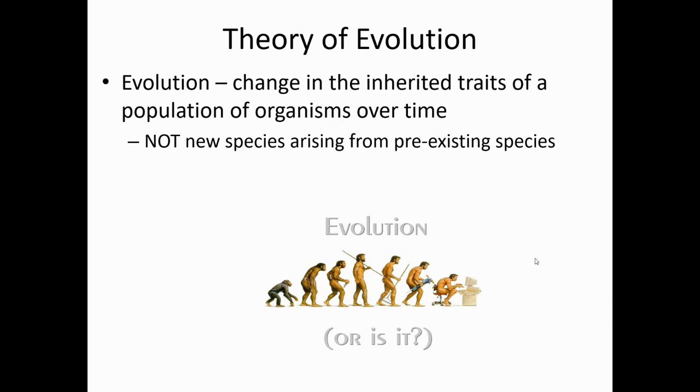Then the last thing is the theory of evolution. This is the idea that changes are inherited, and we see this over time. We're not looking at new species arising from pre-existing species, which is that giant misconception we have. But we're looking at how traits get passed on over time. How does change happen? Okay.